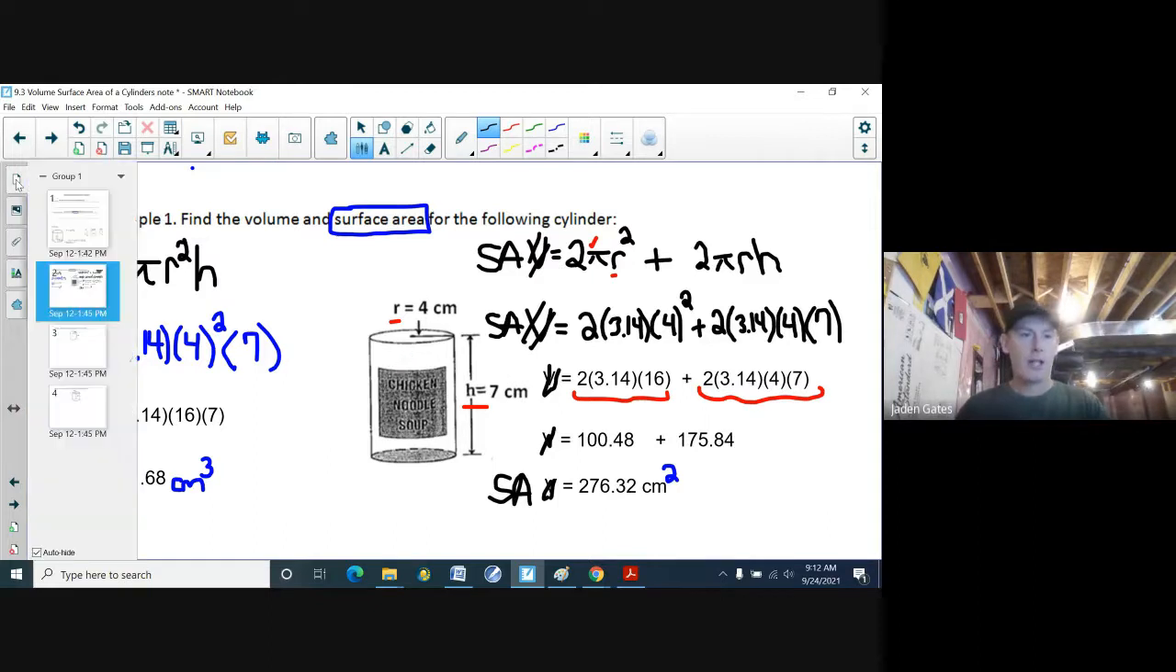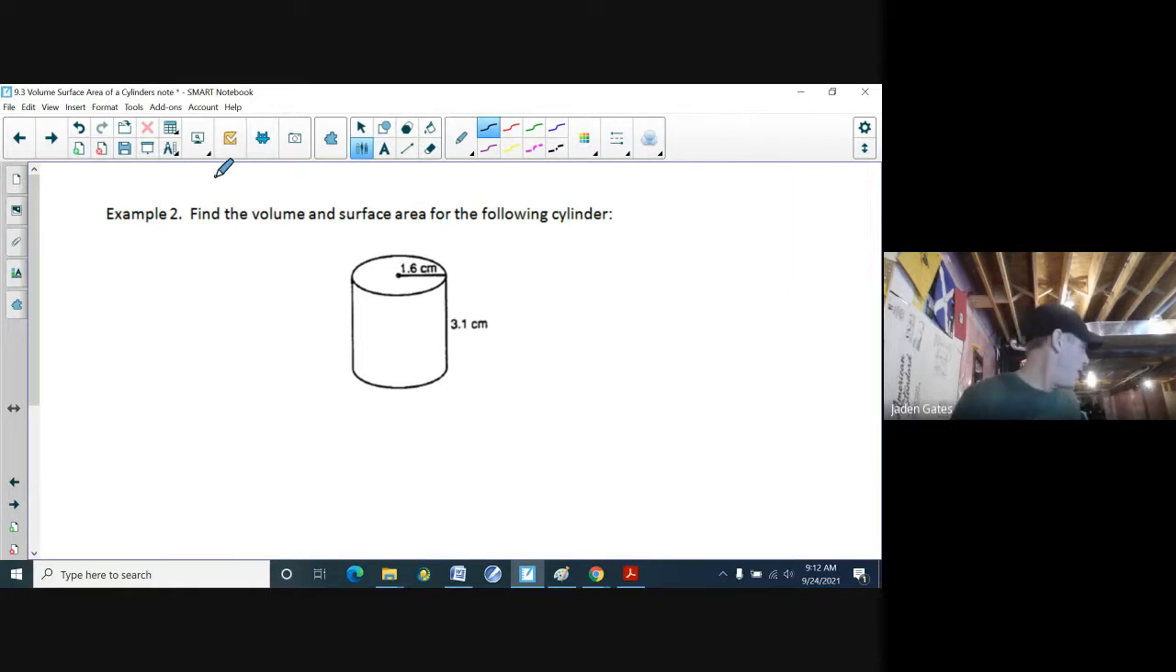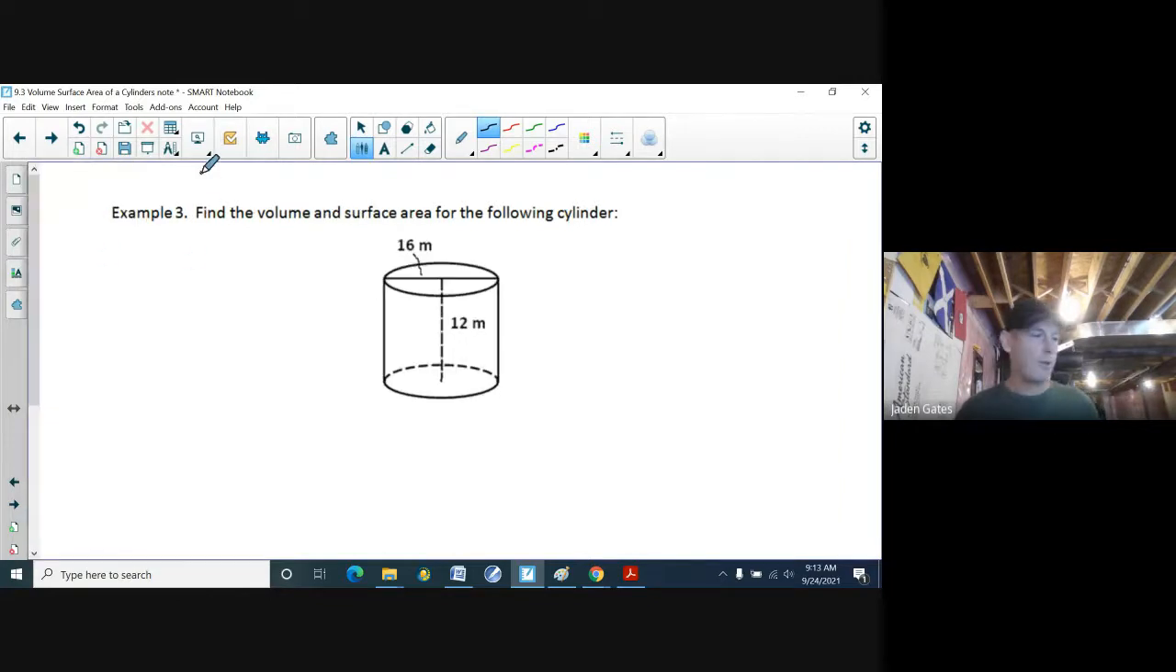All right, let's try a couple more here. What do we got? Find the volume and the surface area. I'm going to skip this one. I'm going to another one here. Here we go, this one. Find the volume and surface area for the following cylinder. So we got a new cylinder. We're going to do again volume and surface area. So again, volume is equal to pi r squared times h. So I got my formula down.